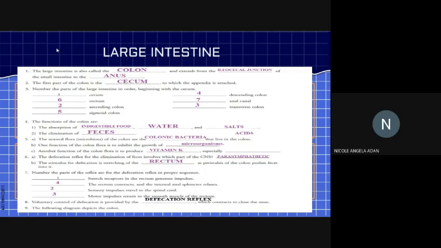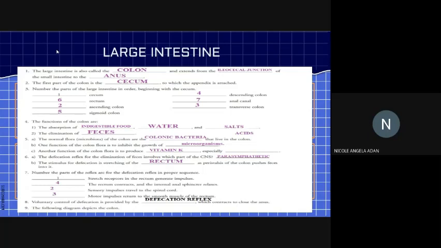For number four, the functions of the colon are number one, the absorption of indigestible food, water, and salts. Number two, the elimination of feces. Number five, the normal flora or microbiota of the colon are the colonic bacteria that live in the colon. B. One function of the colon flora is to inhibit the growth of microorganisms.